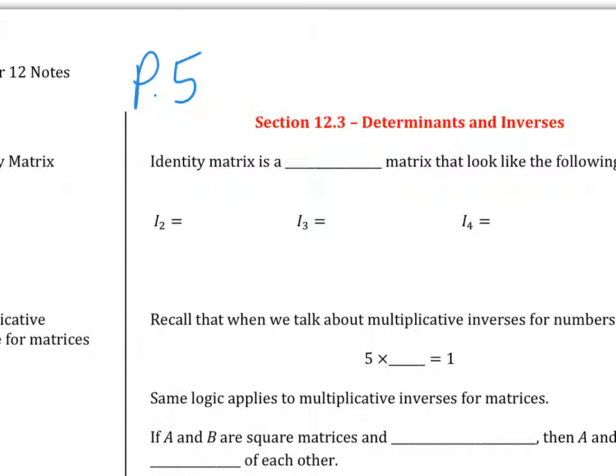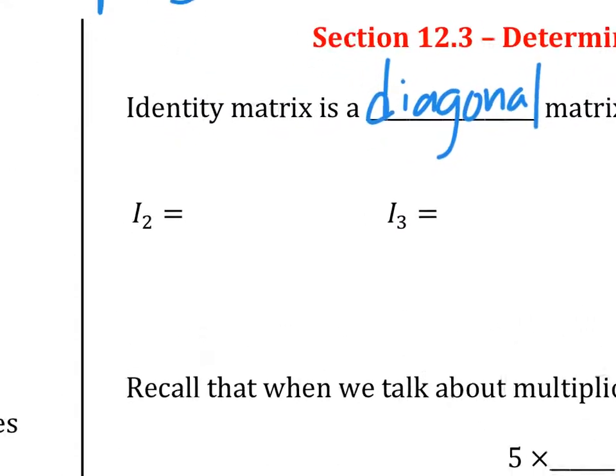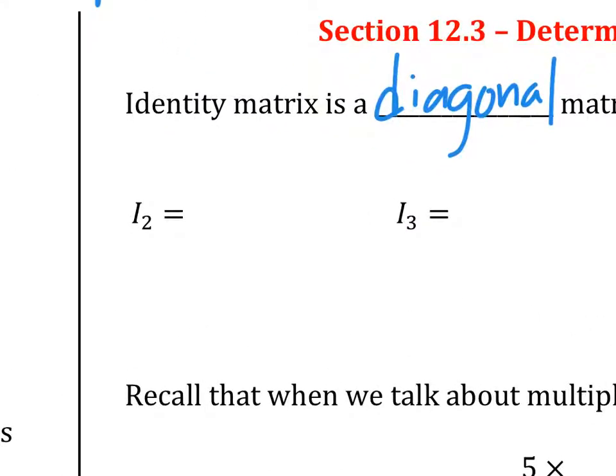The identity matrix is a diagonal matrix, and also a square matrix. That means both rows and columns have the same size. So I2, when you see I2, it means identity matrix 2 by 2. So first, it's going to be a 2 by 2.